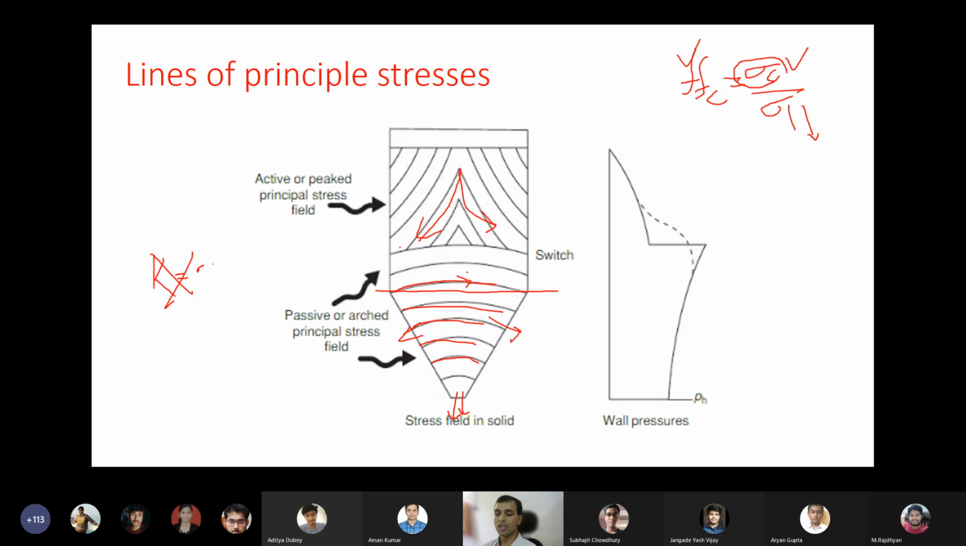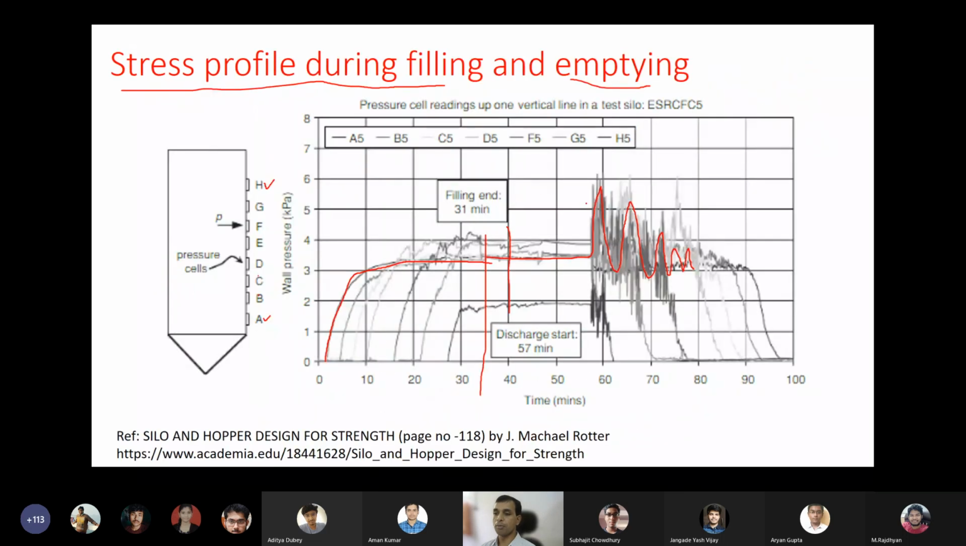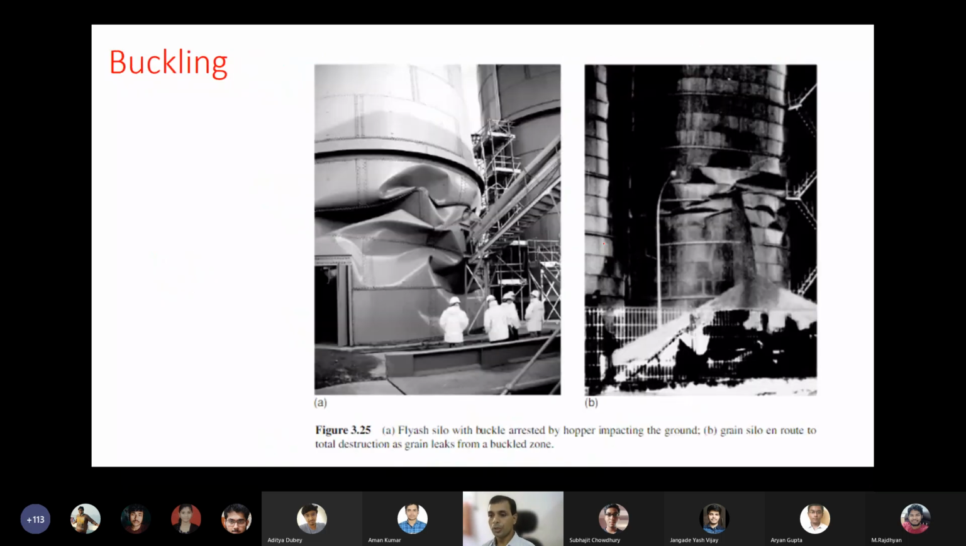Because of this changing variation, initially the stress profile is like this, but during emptying, the stress profile becomes like this. Because of this variation, you will see an abrupt increase in the pressure. If the abrupt increase in pressure is significantly high, you will see a buckling effect. People have observed that suddenly the silo got broken or simply compressed. This is called the buckling effect.